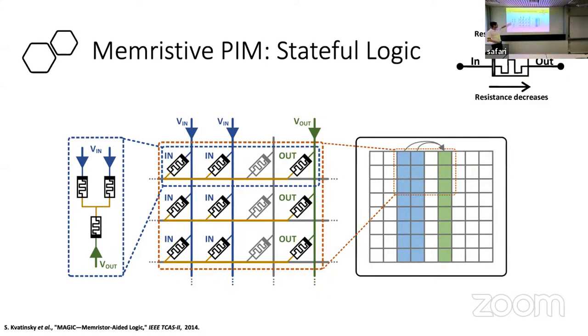But if at least one of them was a 1, meaning low resistance, then you get through that resistor a high current. The high current flows in this direction through the resistor, which increases its resistance, changing it from low resistance to high resistance. So what we got is, if at least one of the inputs was a 1, then the output becomes a 0.